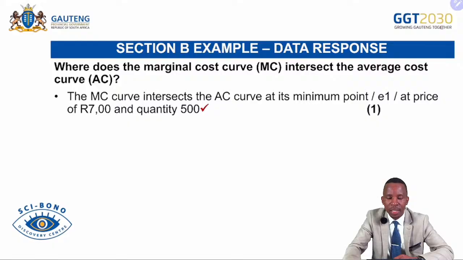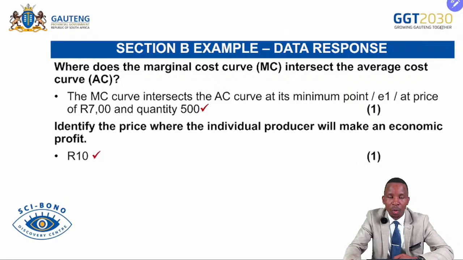Where does the MC intersect AC? The MC intersects AC at its lowest point or minimum point, which is E1, or at a price of 7 Rand and quantity of 500. That is for 1 mark. Always remember, the AC will always intersect MC at its lowest point. Identify the price where the individual producer will make economic profit. That is 10 Rand. That is 1 mark.